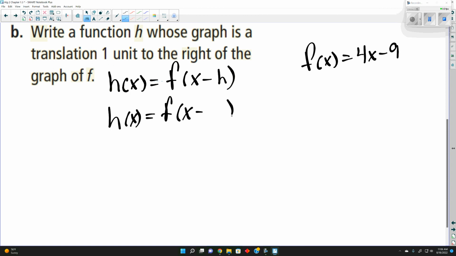Now the value of h is our movement to the left or right. It would be 1. Yes. This is right, so it would be positive 1. So in place of h, we replace it with positive 1. And since it is positive, we don't have to put a plus sign. It's understood when we don't have that, it is plus, not negative.